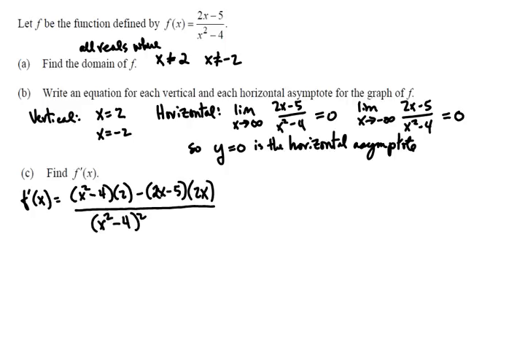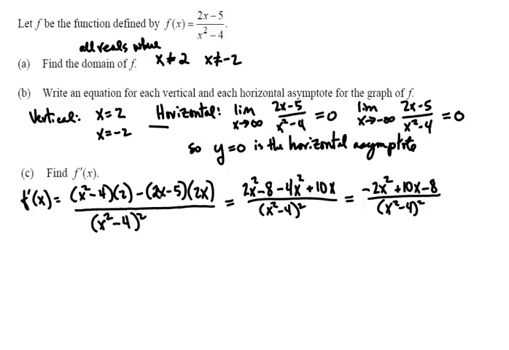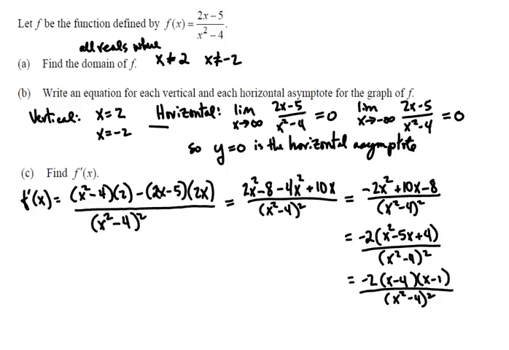Simplifying a little bit, I believe we get 2x squared minus 8 minus 4x squared plus 10x, all over (x squared minus 4) quantity squared. We would never want to multiply out the denominator because it's already in factored form. And so I believe we have negative 2x squared plus 10x minus 8 over (x squared minus 4) quantity squared. Now I could go a step further, and they probably are going to ask for something related to this, but I could factor out a negative 2, and then the rest would be able to factor, and I would end up with negative 2 times (x minus 4) times (x minus 1) over the quantity (x squared minus 4) squared.